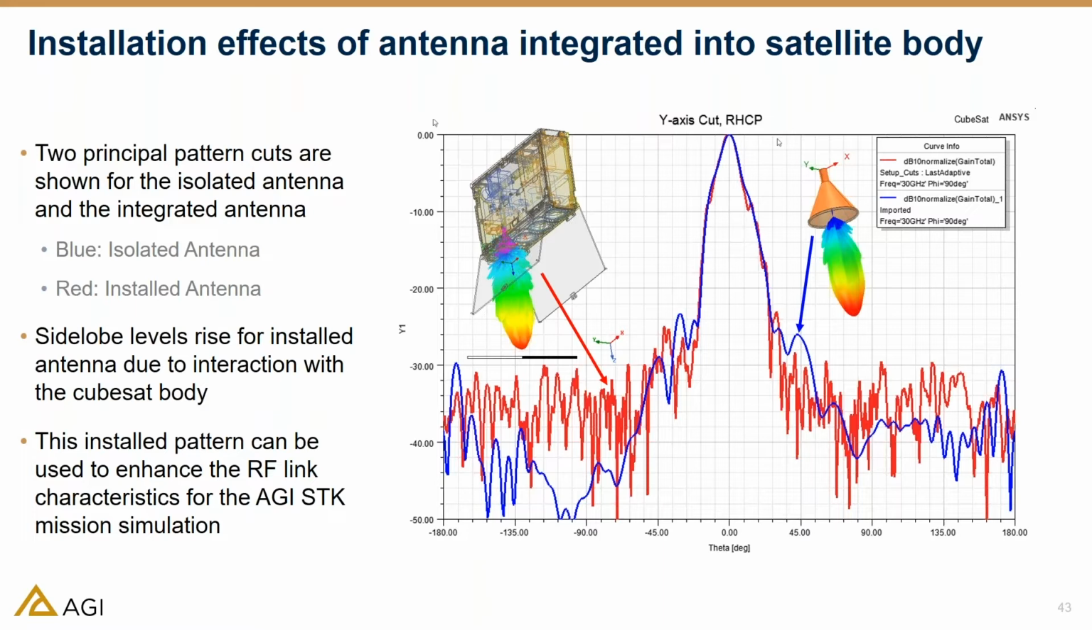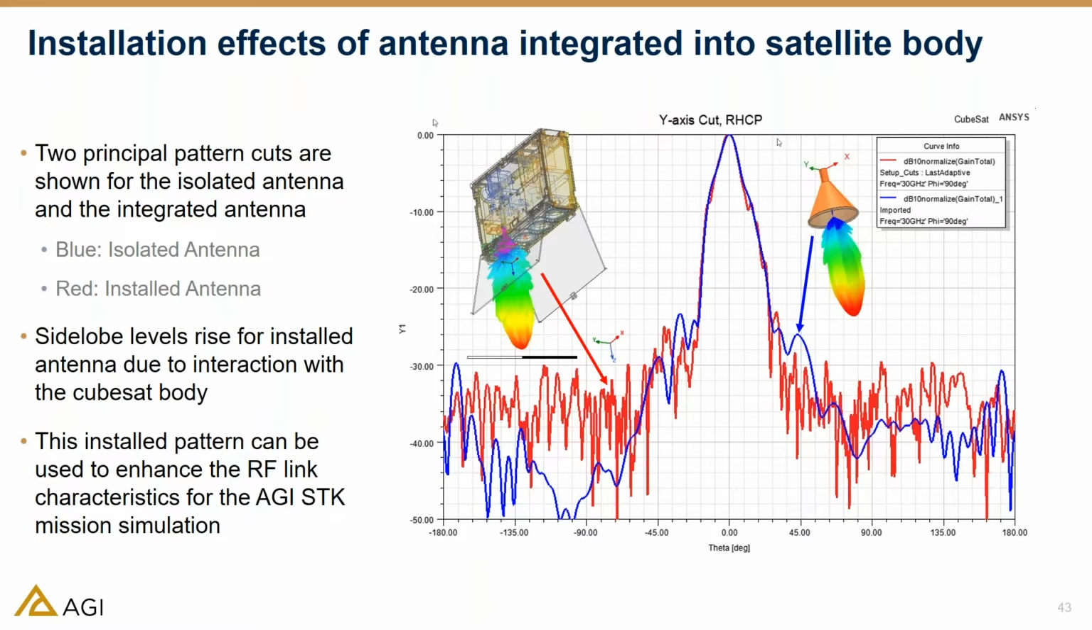And you can see here the main beam looks pretty good. Not much effect here until you're down about 10 dB or so. There's some structure due to diffraction and reflections on the right-hand side of that plot on the transition region, but you do see the side lobes rise a bit. Now, in some satellite applications, this will vary from antenna type to antenna type, and it's different for different satellite bodies.